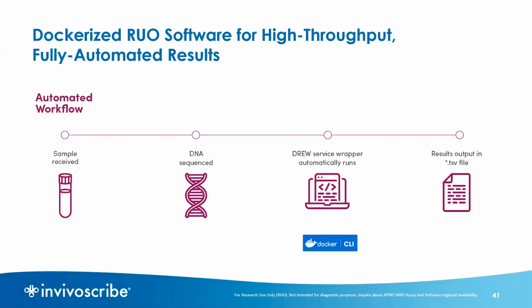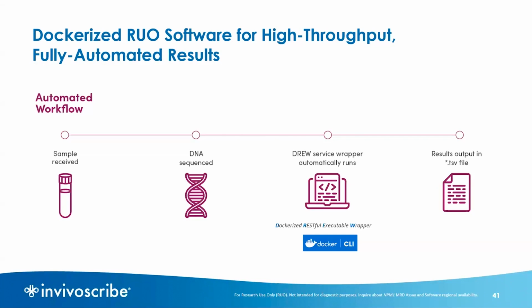Another nice feature is that there are two ways that you can execute the software. One is via the command line, which can be integrated into an automated workflow by using a workflow management system such as Nextflow or SnakeMake. And the other way is to execute the software via API requests to our built-in RESTful API called Drew. And Drew stands for Dockerized RESTful Executable Wrapper.